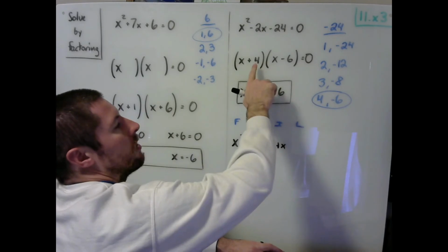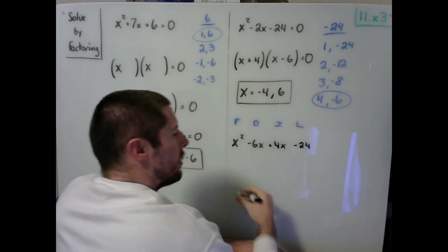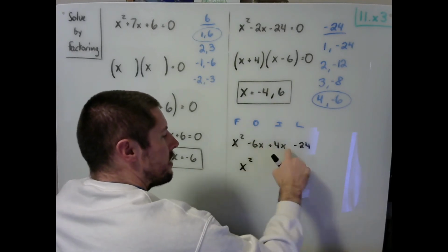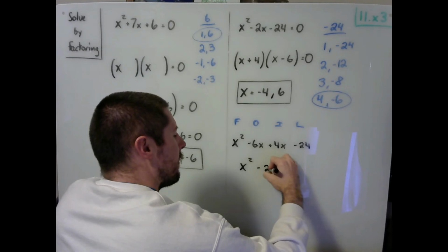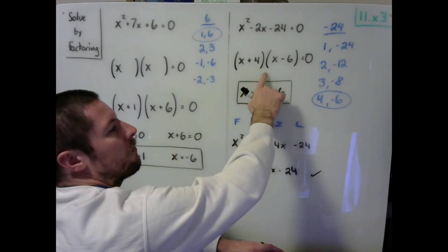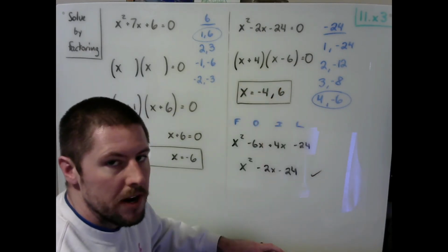And last two terms, 4 times negative 6 is negative 24. We just do a little bit of simplifying here. X squared, it looks like we got the desired term in the middle of negative 2x minus 24. So I feel pretty good that this was the correct factored form, and I feel very good that this factored form results in these two solutions right here.